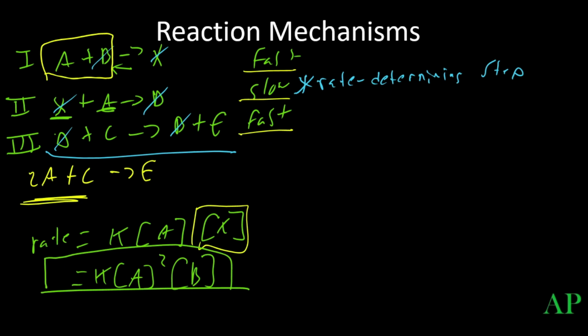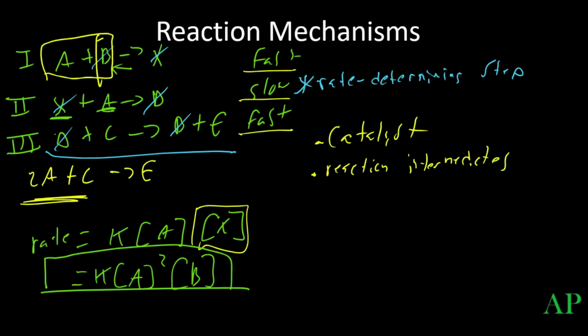Two things to note for reaction mechanisms. You will always have, well, not always, but you can have catalysts present, and you can have reaction intermediates. What is a catalyst? Again, we know catalysts are things that take part of the reaction and they reduce your activation energy. How do you identify catalysts? Catalysts will always be present at the very beginning of your reaction and at the very end of your reaction. So in this case, my catalyst is B.